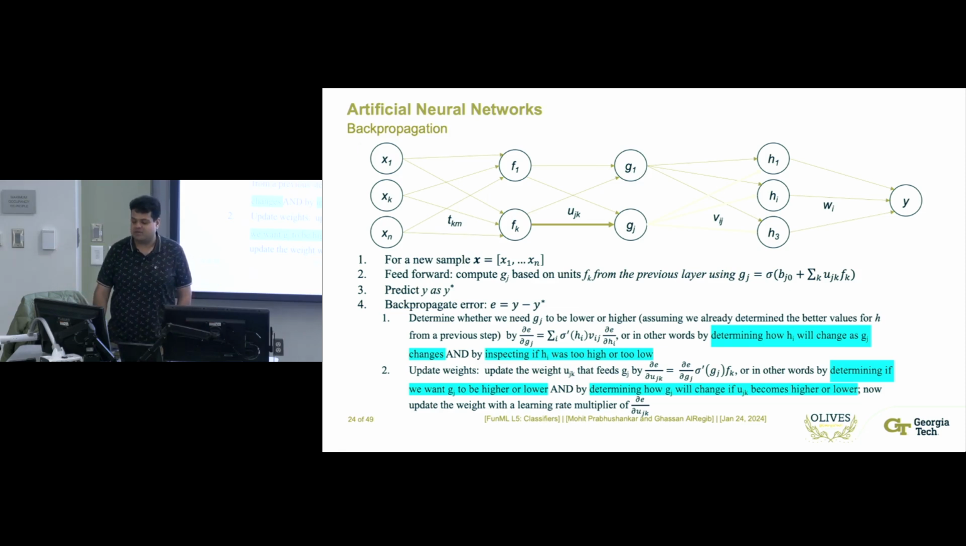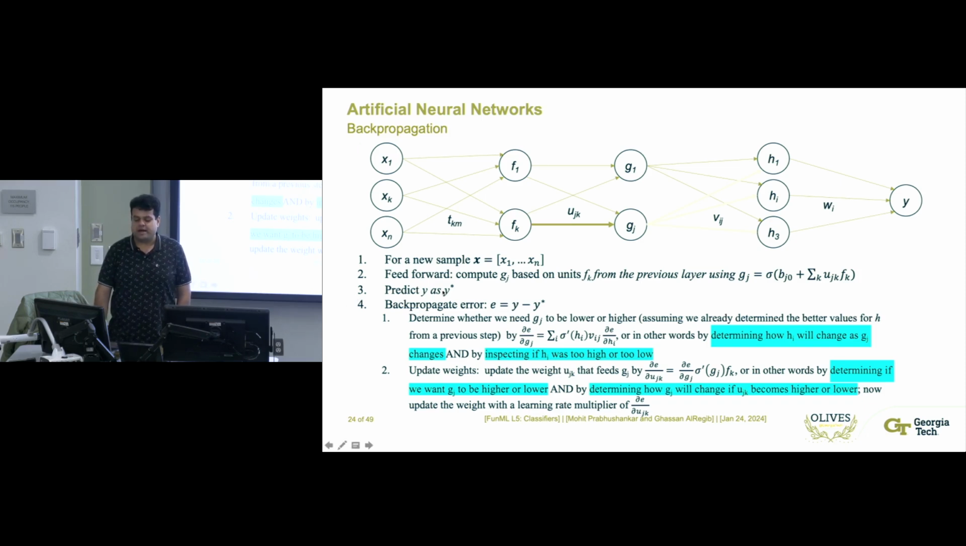This is the hidden layer that we'll be looking at. Gj is given by sigma of bj0 plus sigma over k of ujk multiplied with fk. Right? So this is very simple, what is happening within the sigmoid function. You have your linear function, I shouldn't say classifier, you have your linear function input into this kind of an activation function, which is nonlinear.